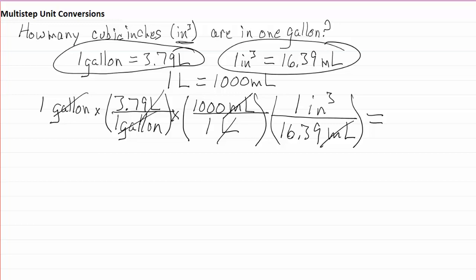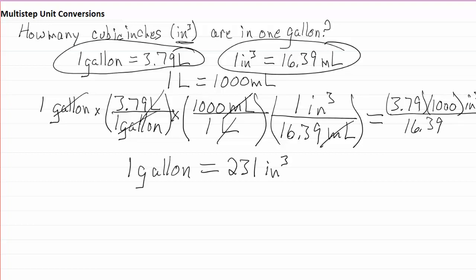And it's time for a little bit of calculator work, although I can write this as numbers first to simplify things a little bit. I've got a 3.79, I have a 1,000, and I have an inch cubed there on top. Those are the only things that I have on top. Ones don't affect my outcome any. And on the bottom, the only thing I have is 16.39. So I think I can do this on my calculator now. And what I end up with is that 1 gallon is equal to 231 inches cubed. So if that was the question that you happen to have, there you go.